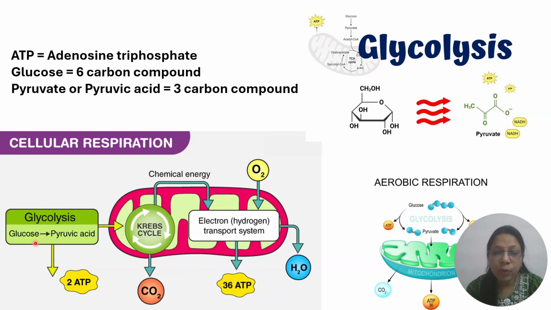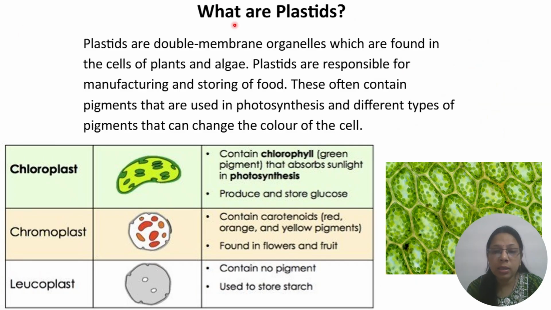One glucose molecule provides how many ATPs? 2 and 36. That means a total of 38 ATP molecules are produced in cellular respiration. So this is sugar which breaks down to pyruvate and gives rise to 2 ATP. The process is called glycolysis, which takes place in cytoplasm. After pyruvic acid is generated, it enters the mitochondria and with the help of oxygen, it produces 36 ATP. So a total gain of 38 ATP occurs in cellular respiration. Moving next to plastids.